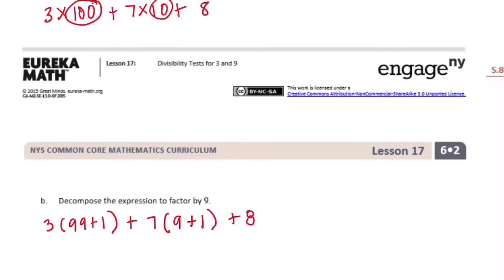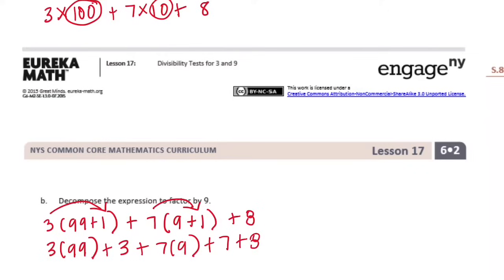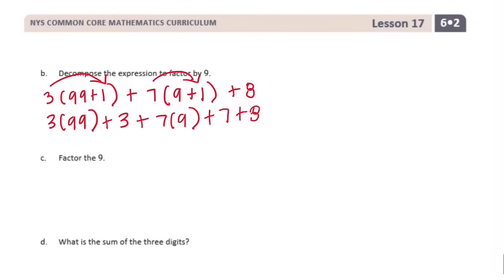And so if we wanted to simplify that, we could have 3 times 99, and then this 3 times 1 will just be plus 3, plus 7 times 9, plus 7 times 1 is plus 7, plus 8. Okay, now it says factor the 9. So what that means is we're just going to bring out any 9s that we can, bring them to the forefront. So I'm going to keep factoring out the 9.